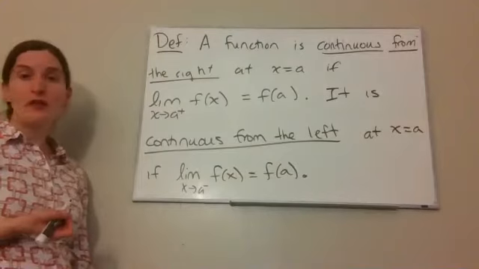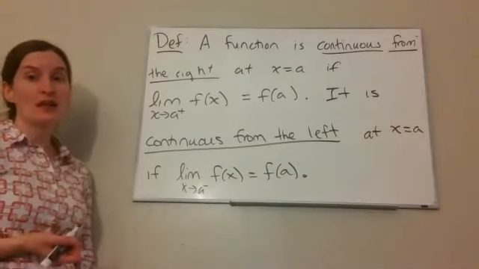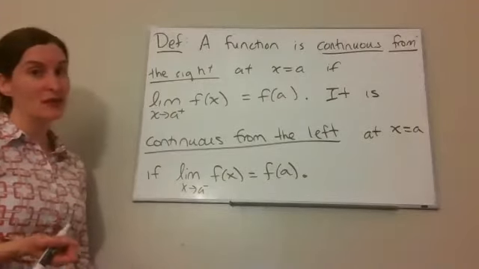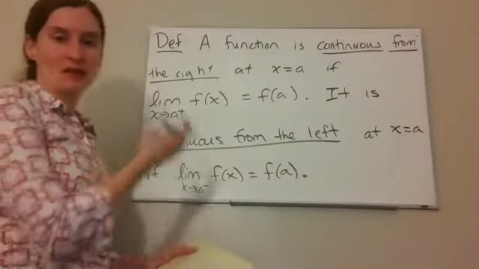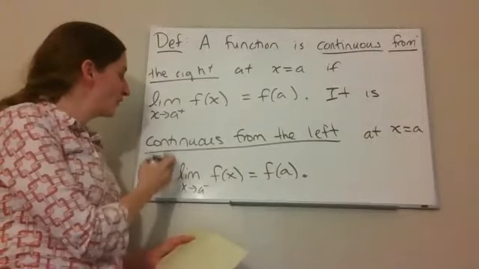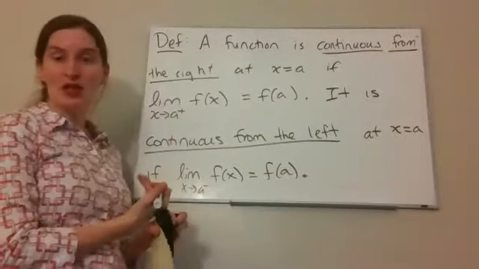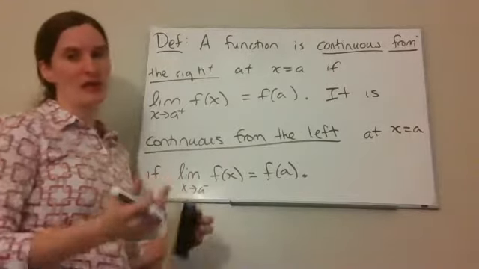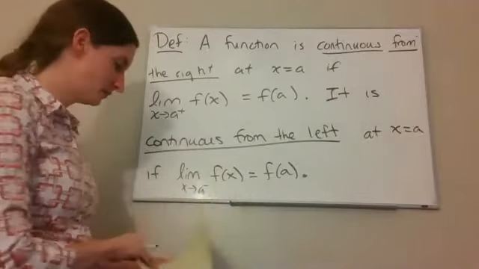So in order for a function to be continuous at a point, it needs to be continuous from the right and continuous from the left at that point. If it is continuous from the right and the left, then both of the limits from the right and the left are equal to each other, which means the actual limit exists and would also be equal to f of a.